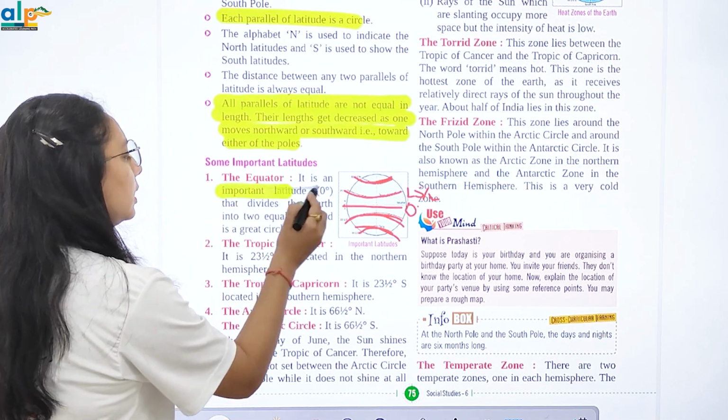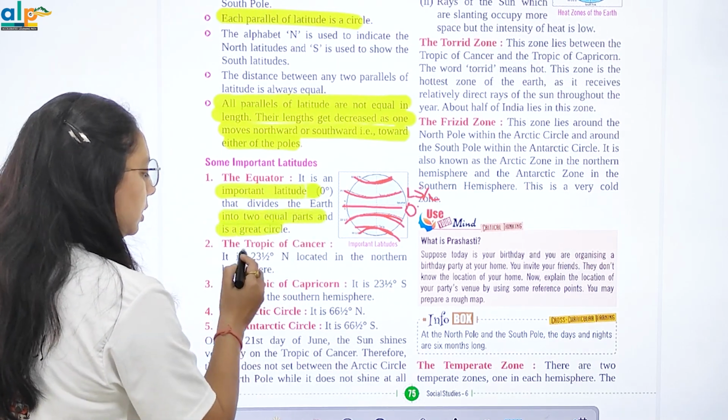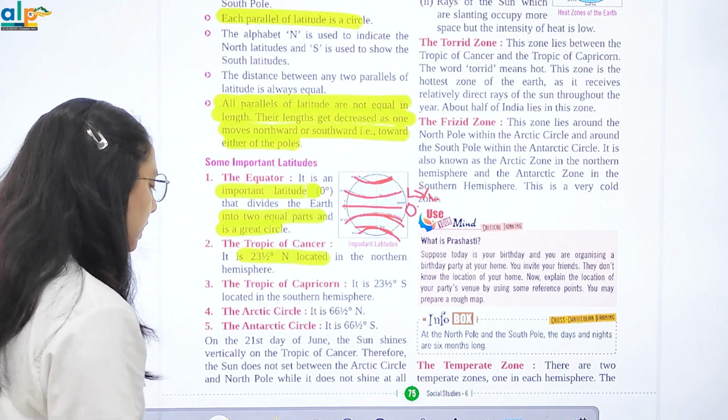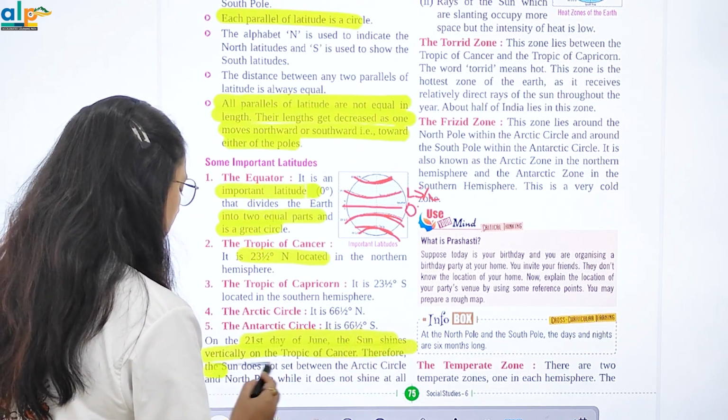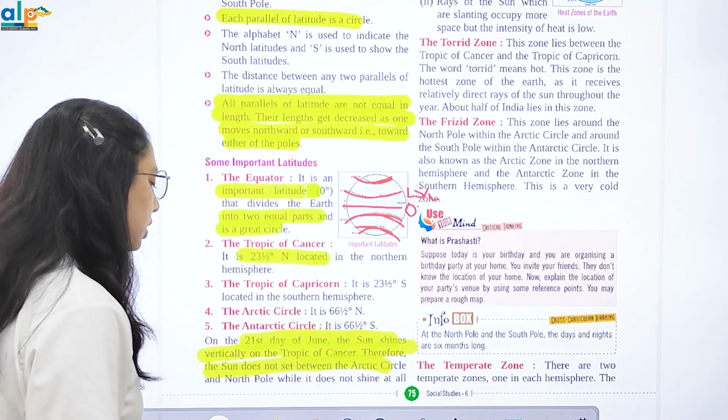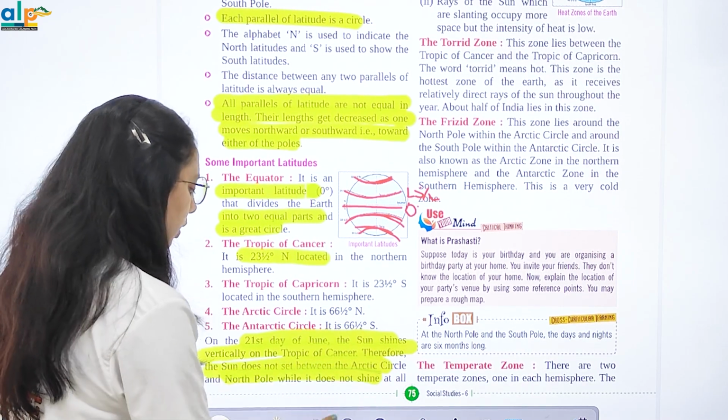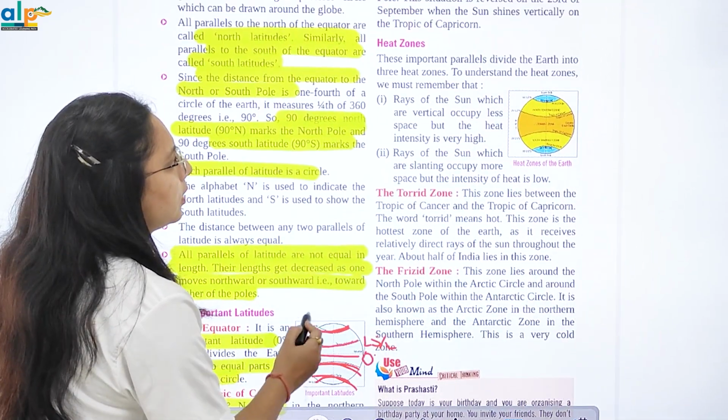इक्वेटर आपको दो इक्वल पार्ट्स में डिवाइड करता है. Tropic of Cancer मैंने आपको बताई थी. So on 21st June the sun shines vertically on the Tropic of Cancer, and the sun does not set between the Arctic Circle and the North Pole, while it does not shine at all in the opposite region.